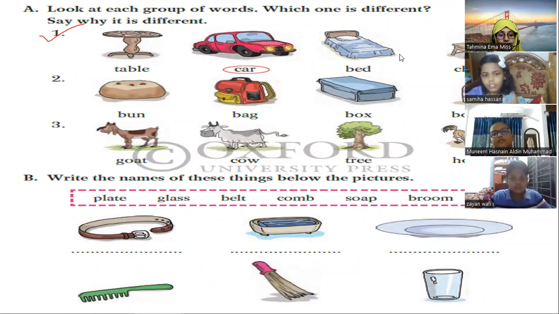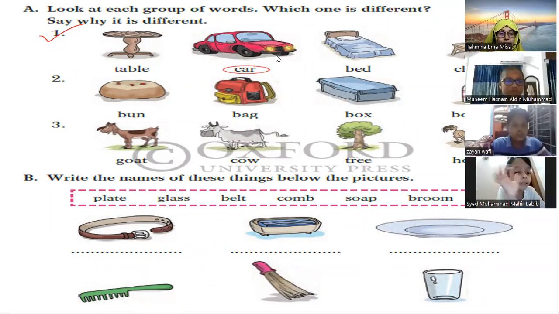They are made of wood. And also car, but only car is different, which is made of metal and engine. Some sort of engine. Yes? Miss, table and bed and chair are furniture. Car is not a furniture. Yes, very good. This is also an example. Very good. Lovely. So number two picture.